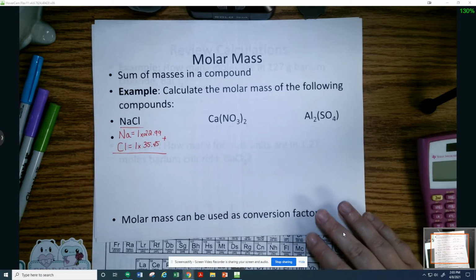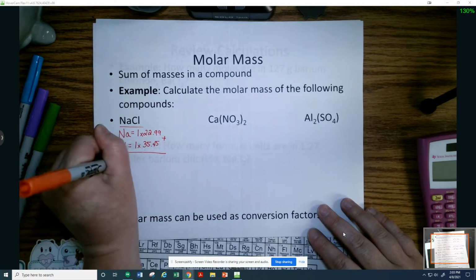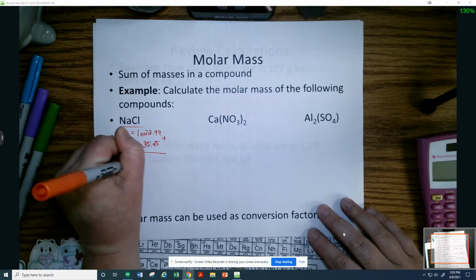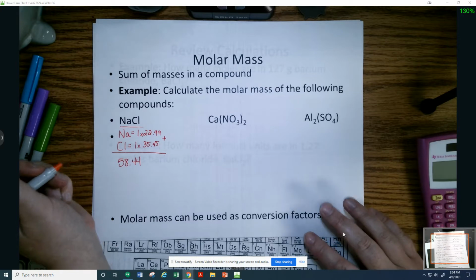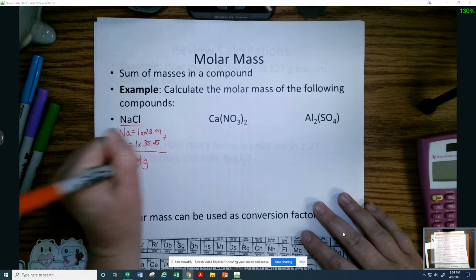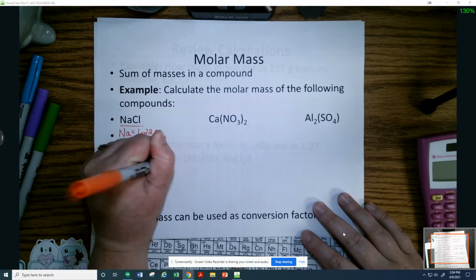When we take a look at that, you get an answer of 58.44. This is molar mass. So just like yesterday, molar mass always has the same unit. This is how many grams are in 1 mole of this material.